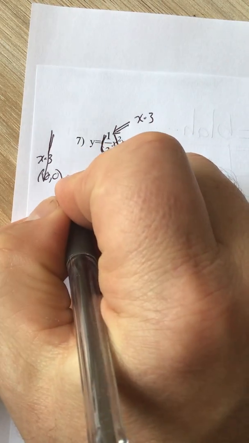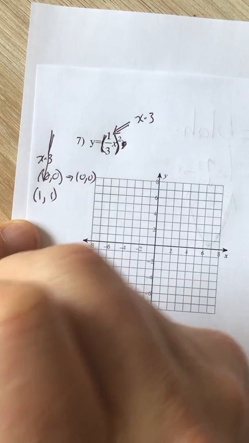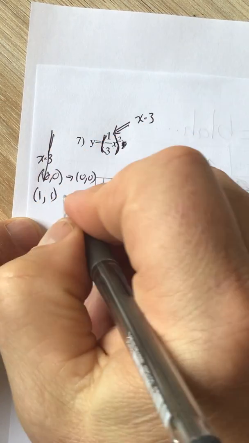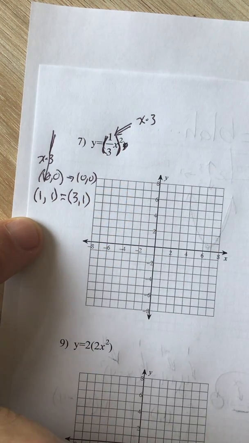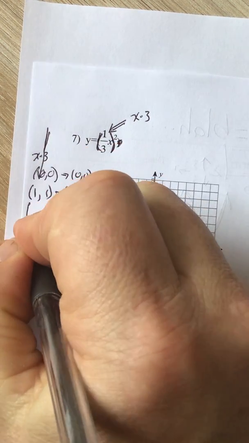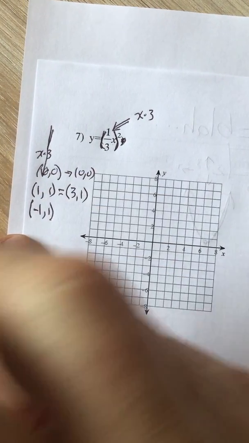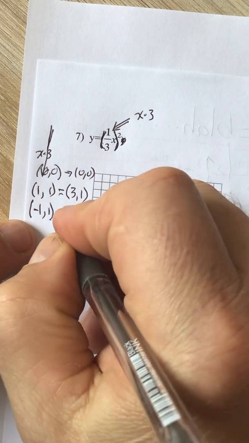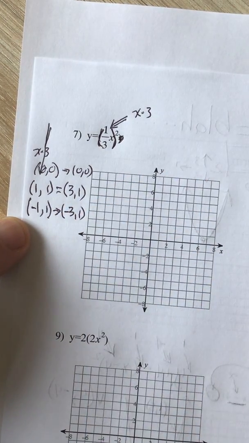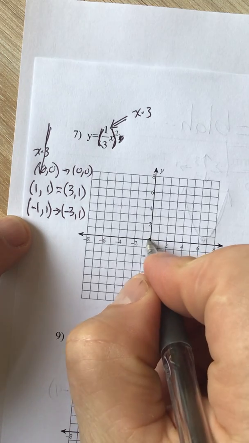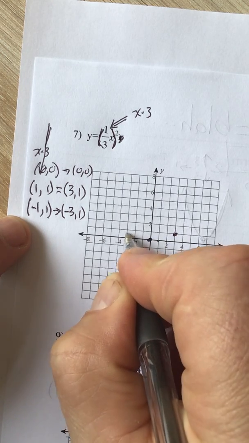Well, 0 times 3 is still 0, so that doesn't do anything to that one. But the next one it will, 1, 1. The x's are multiplied by 3, so 1 times 3, that puts that one at 3, 1. And the next parent is negative 1, 1. See why we have to know the parent points? So now the x is getting multiplied by 3, so that's going to become negative 3, 1. I can start plotting these. I can plot them as we go. 0, 0, 1, 2, 3, 1, 1, 2, 3, 1.